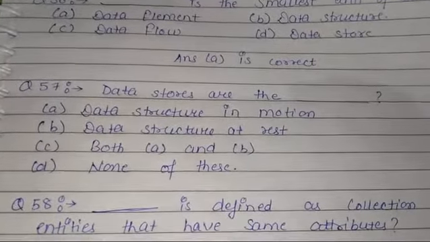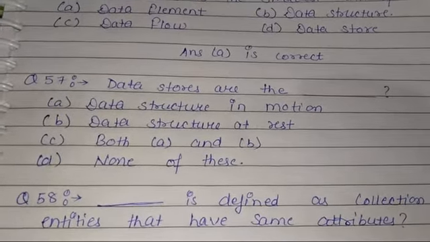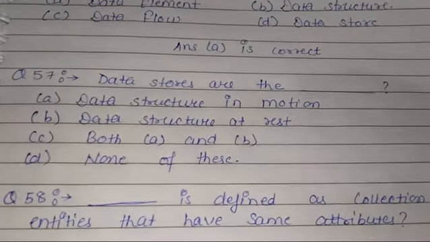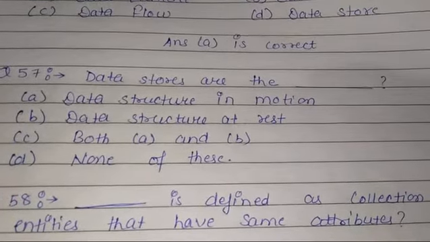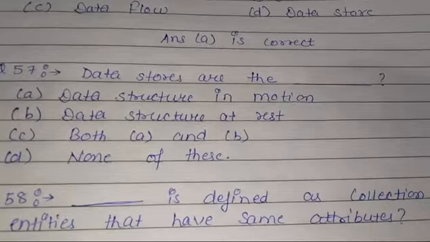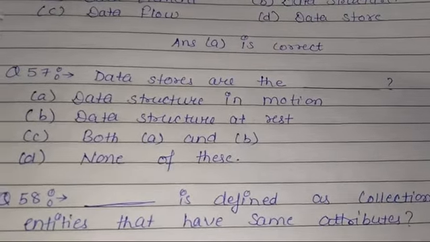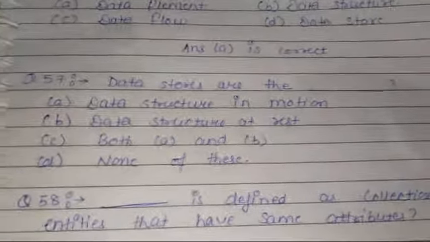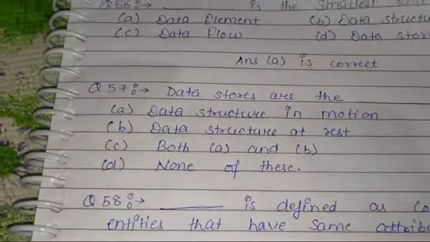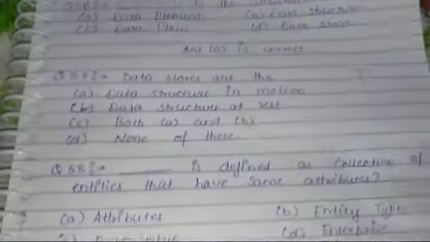Question 57. Data stores are the dash. Data structure in motion, data structure at rest, both A and B, and none of these. So data flows are the data structure in motion. Data stores are the data structure at rest. So here answer B is the correct answer. Okay.